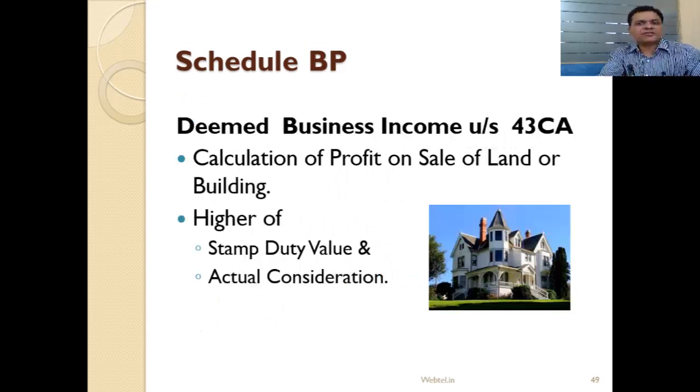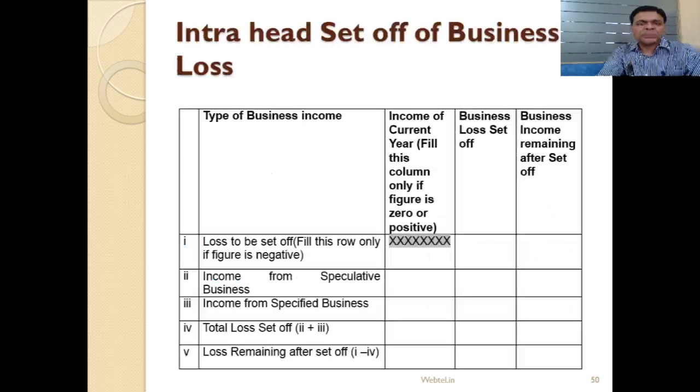Then deemed business income under 43CA, calculation of profit on sale of land or building. And here in consideration you have to show higher of the stamp duty value and actual consideration. Then they have given another table which is intra-head set-off of business loss. If there is set-off of business loss with other business gains, this table has to be filled in, wherein first of all you have to show the losses if any, and then at the bottom you have to show the profits of the businesses from speculative business, other businesses or specified business, and then this set-off of losses needs to be done. This probably the department has given because sometimes people were making mistakes in this. That is why a separate table is there.